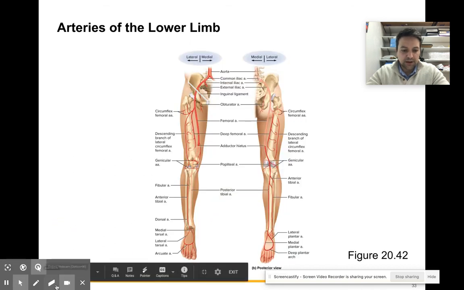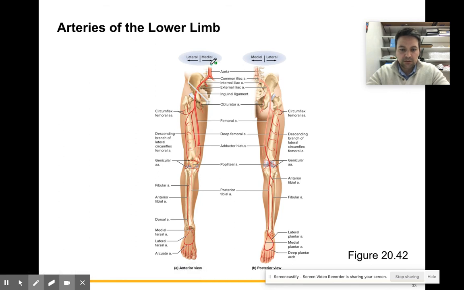Okay, let's take a look at the leg. Here's our descending aorta, which breaks up into our common iliac. Right, there's our common iliac. The only ones I want you to know are the femoral arteries, right here, that run down your thigh. I want you to know the popliteal artery, which is behind your knee, right here.